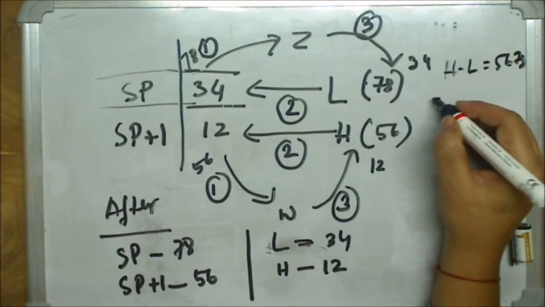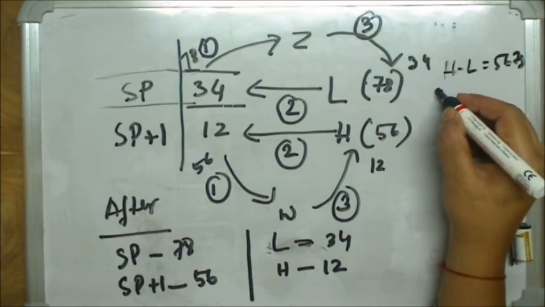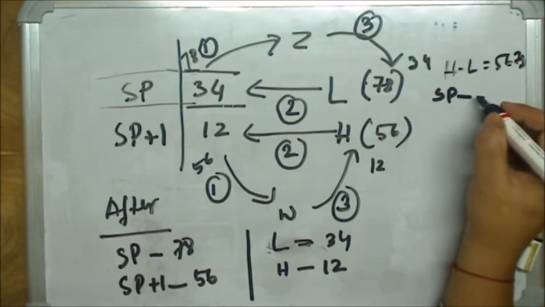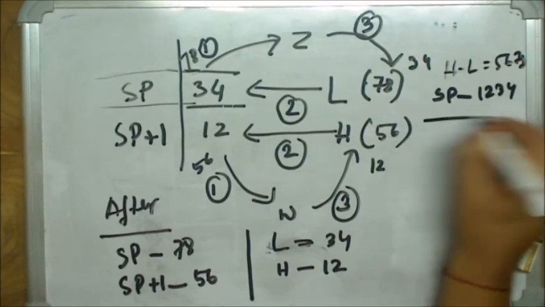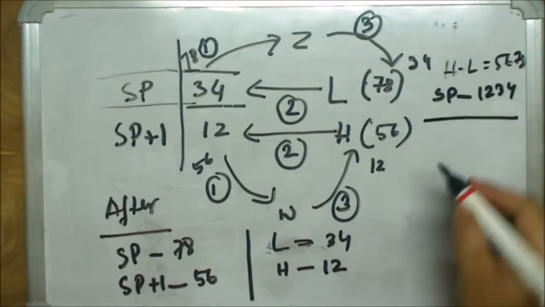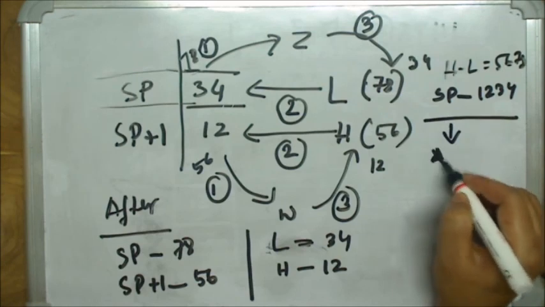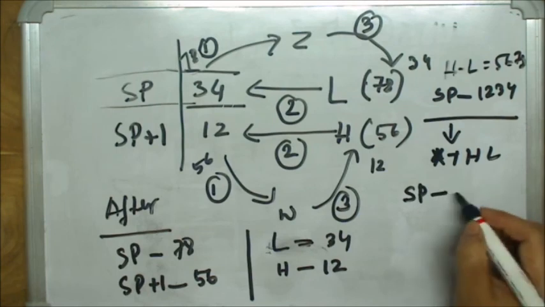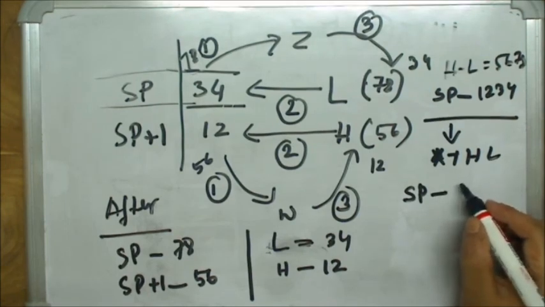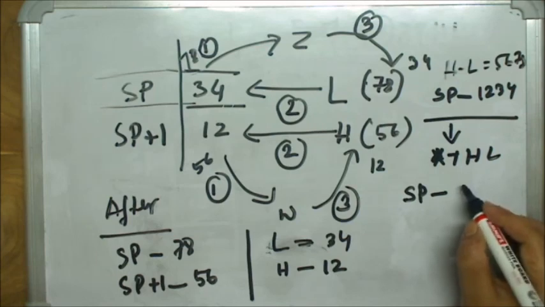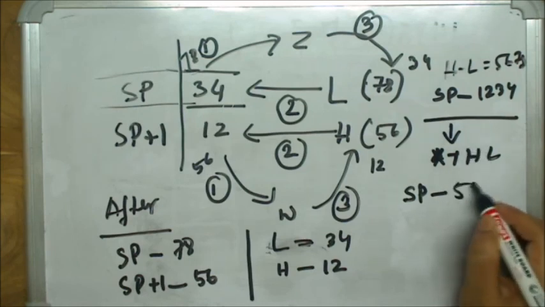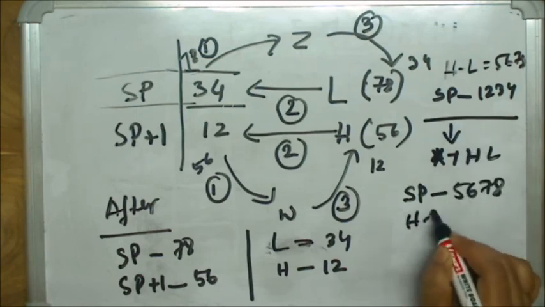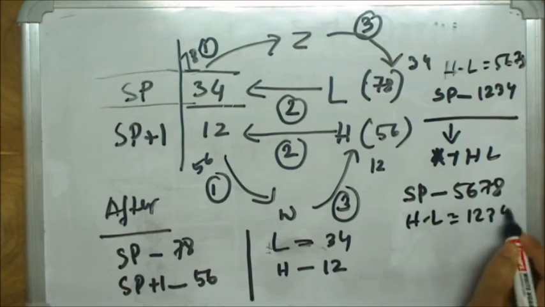And the top of stack with 1, 2, 3, 4 each. Understood? Now after the operation, after you write XTHL, what will happen? The content of stack pointer will be exchanged with the content of top of stack, and the next address will be exchanged with the HL pair. That is, SP will contain 5, 6, 7, 8, and HL pair will contain 1, 2, 3, 4 each.